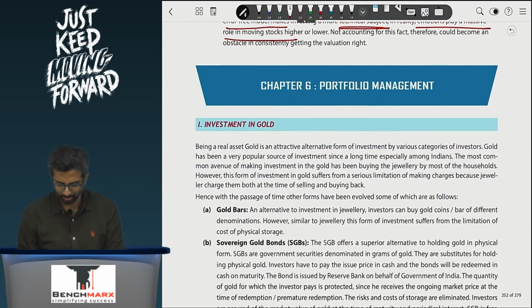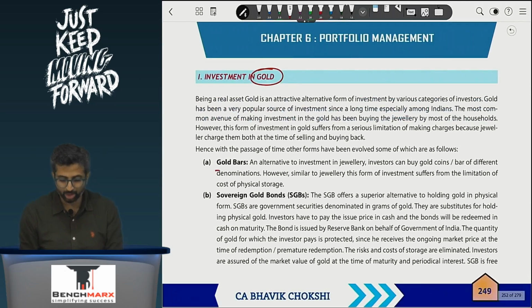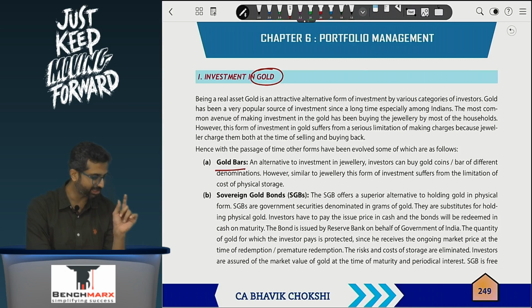Next you have portfolio management. There is a separate section on investment in gold, and in gold you have something called gold bars, where the most traditional way is you can go to a jeweler and buy a gold bar. बार तो बहुत दूर का बात होता है, बार आता है मिनिमम 100 ग्राम का, and 100 grams gold is close to I think 8 lakh rupees एक इतने से बार का. तो you can always have gold coins or gold something.